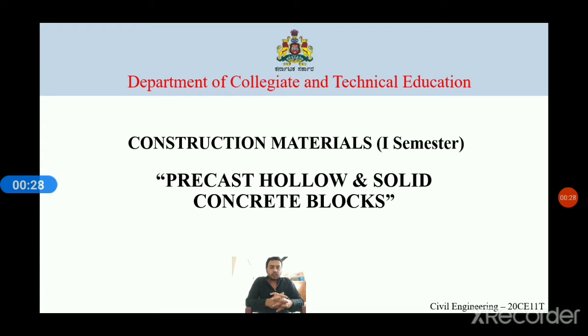Hollow blocks cannot be used for load bearing walls. Only solid blocks or clay bricks are used in load bearing walls. So we'll discuss separately about the hollow blocks and solid blocks.